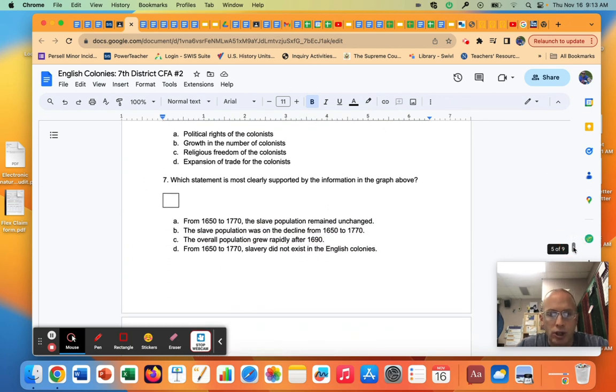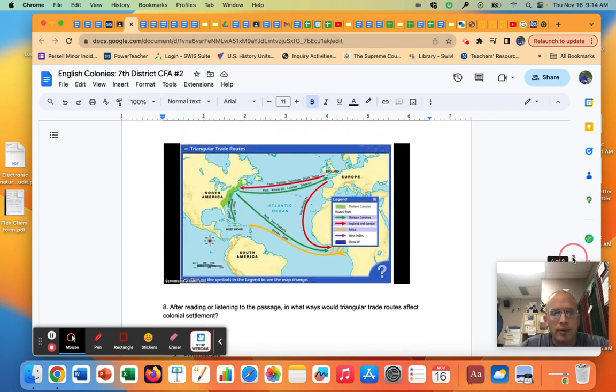7, which statement is most clearly supported by the information in the graph above? Is it A, from 1650 to 1770, the slave population, it remained unchanged? Is it B, the slave population was on the decline from 1650 to 1770? That means the slave population went down. Is it C, the overall population grew rapidly after 1690, meaning the population went up? Or D, from 1615 to 1770, slavery did not exist? Pick the best answer. All right, we got another map.